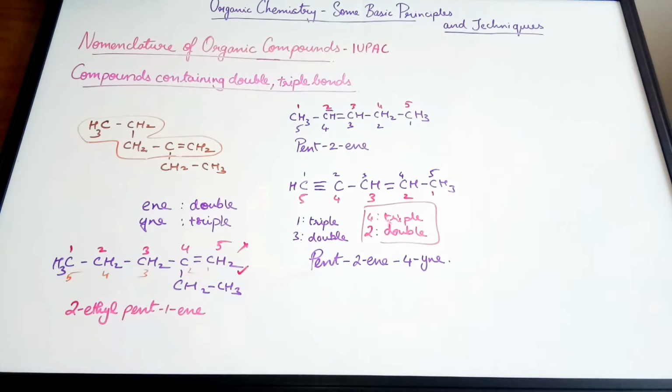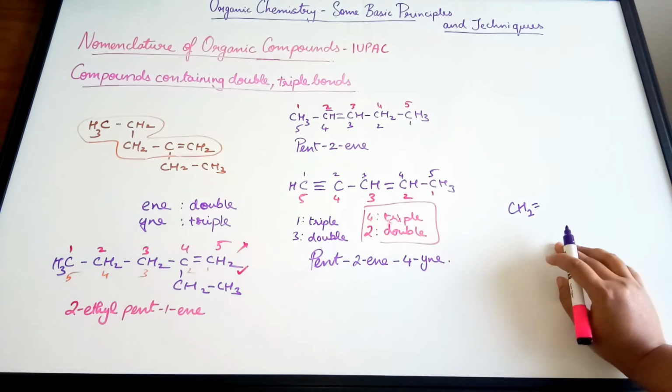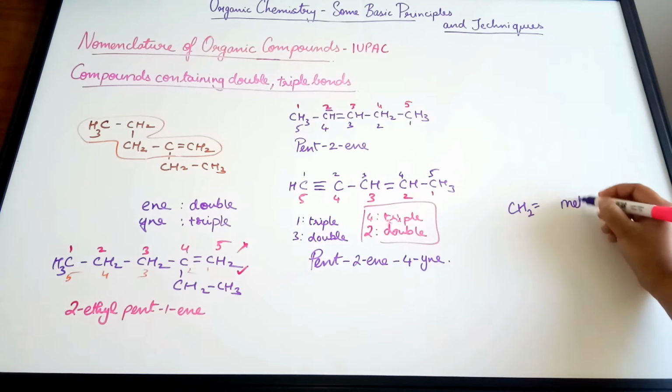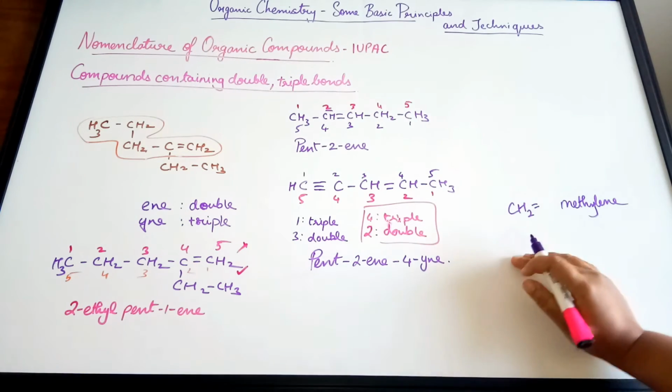So the next rule that we're going to be talking about is, suppose for some reason we are unable to include the double or the triple bond in the main chain, then that becomes a part of a side chain or a substituent. So for example, you have a CH2 with a double bond. It's called a methylene group.